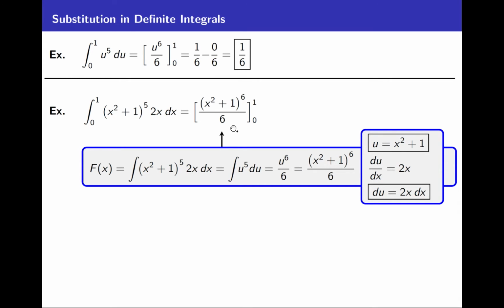So we put it there, and now we can continue on this line. You plug in your 1 to this and subtract off what you get when you plug in 0. So that's 1 squared plus 1 to the power of 6 over 6 minus 0 squared plus 1 to the power of 6 over 6. And let's see, this is 2 to the 6 over 6. 2 to the 6 is 64 minus 1 to the 6 over 6. So that's 63 over 6, or 21 over 2. So there's our answer. This definite integral equals 21 over 2.